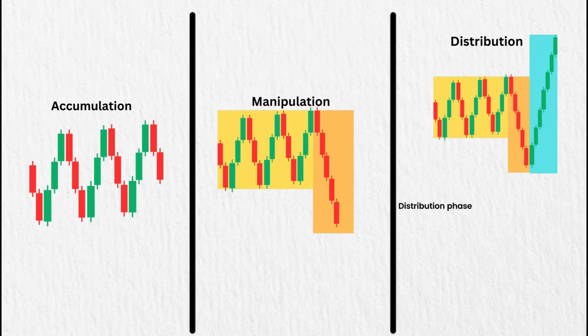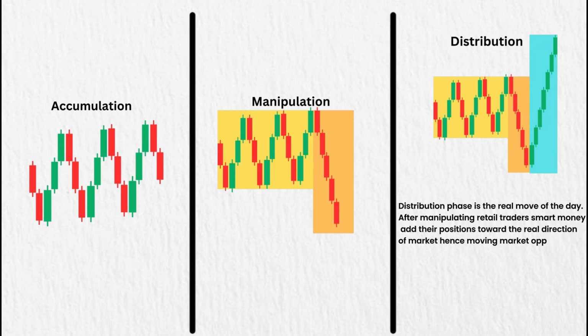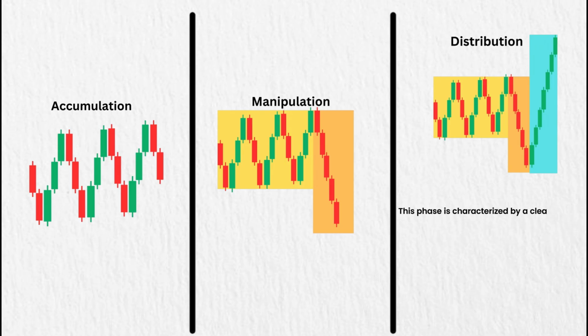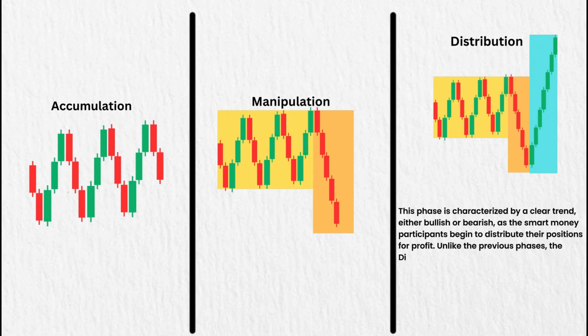Distribution phase is the real move of the day. After manipulating retail traders, smart money add their positions toward the real direction of the market, hence moving the market opposite to retail mindset. The distribution phase is the final stage in the ICT Power of Three concept, where the market moves decisively in the intended direction after the manipulation has shaken out weak hands. This phase is characterized by a clear trend, either bullish or bearish, as the smart money participants begin to distribute their positions for profit. Unlike the previous phases, the distribution phase typically exhibits strong momentum and is where the most significant price action occurs.